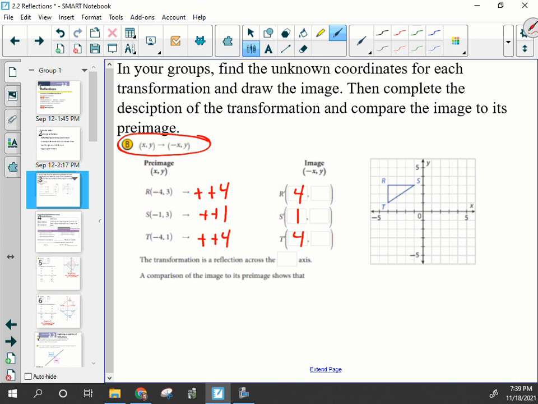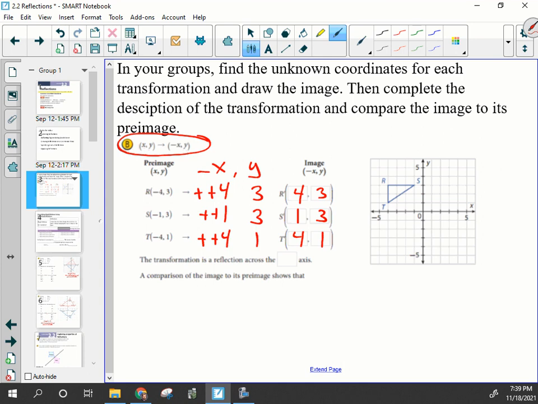The y coordinate is going to remain unchanged. R had a y coordinate of 3, stays as 3. S had a y coordinate of 3, stays as 3. T has a y coordinate of 4, T prime becomes 4.